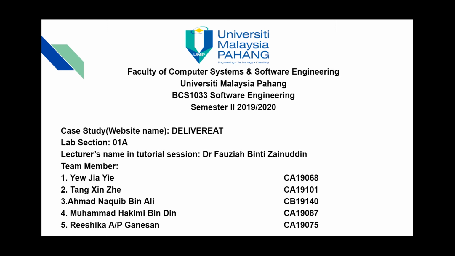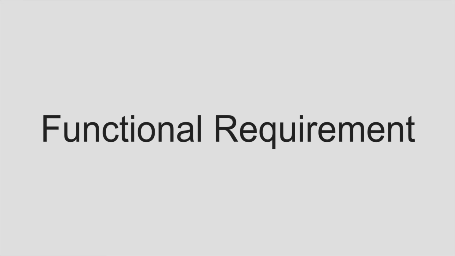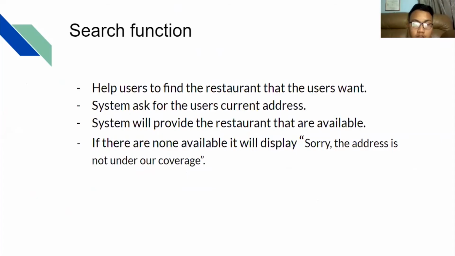Our case study is DeliverEat. Search function, which will help the users to find the restaurant that the users want. The system will ask for the user's current address, and the system will provide the restaurants that are available. If they are not available, it will display, sorry, the address is not under our coverage.